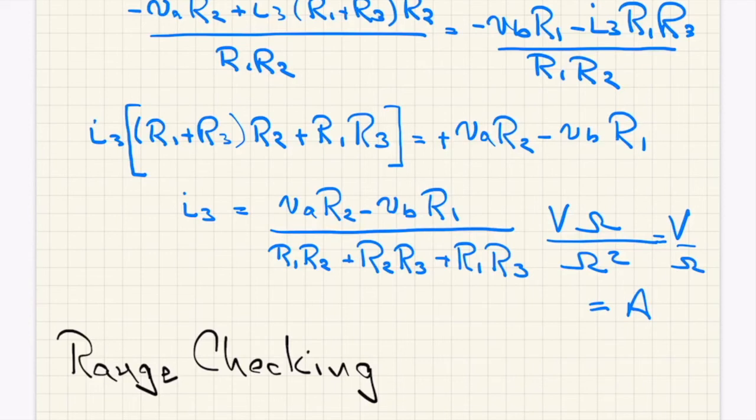Range checking means that we make some variable in our circuit go to 0, go to infinity, something that will ultimately simplify our circuit and allow us to solve a simpler circuit where we're maybe less likely to make a mistake, and then compare the results to the actual algebraic solution that we got from the first part. So let's see what that means.